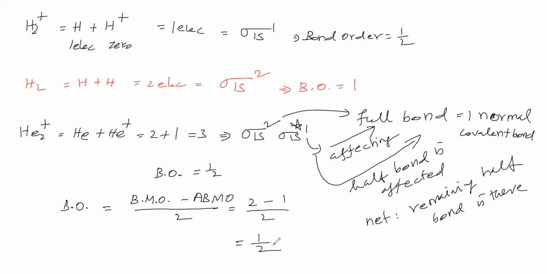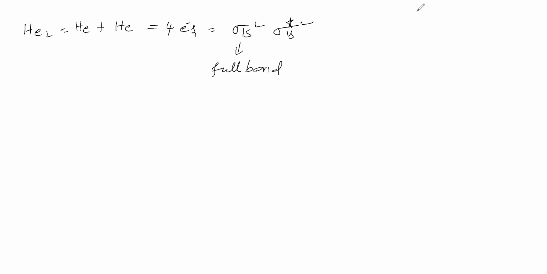Next we will take He2. He2 contains 2 helium atoms. The atomic number is 2, therefore each has 2 electrons, totally 4 electrons. Now we write sigma 1s2, sigma star 1s2. Now this sigma 1s2 forms a full bond, and the sigma star will affect that full bond.